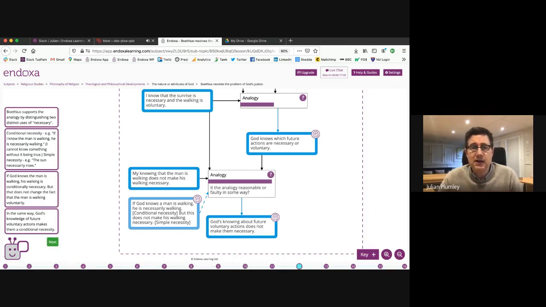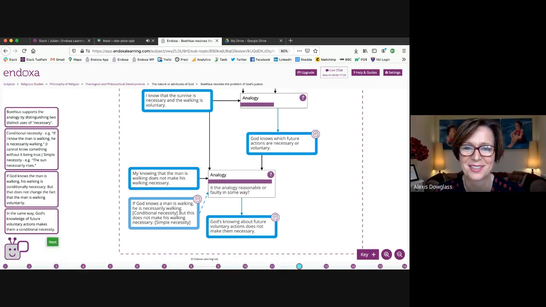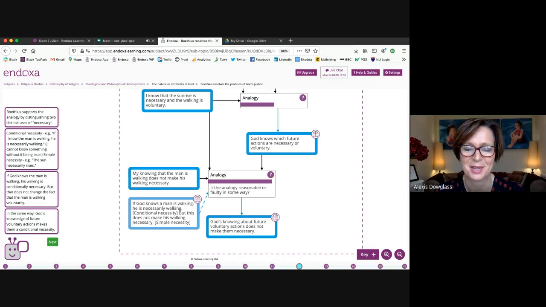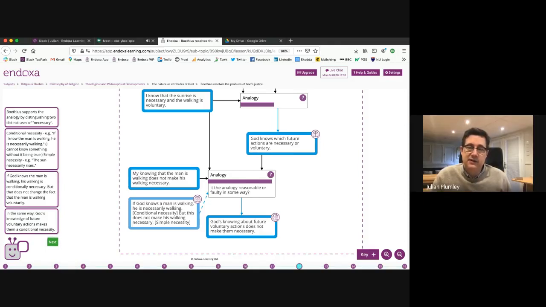So the watching of the man walking is a conditional necessity, but it didn't make his walking necessary like the sun coming up was necessary. So in conditional necessity, free will is involved. Yes, you can have conditional necessity of something, but it's still a free will action. Great, thank you. And this helps you understand how this can be true. So the conclusion of this is God's knowing about future voluntary actions does not make them necessary, because they're only necessary in this conditional sense.